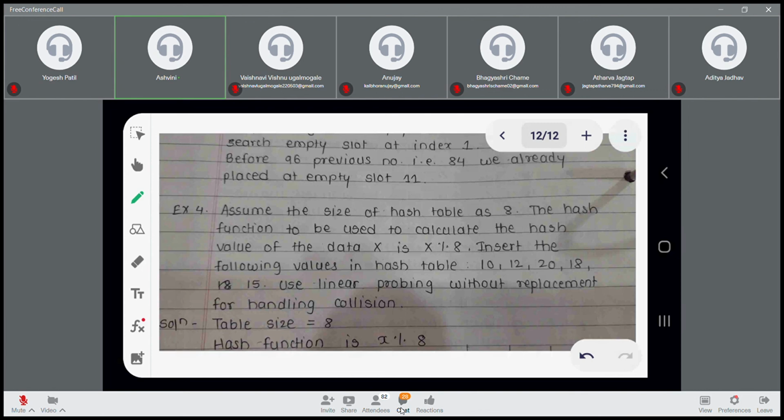So this is linear probing without replacement for handling the collision. Got this? Simple problem? Is there any problem? Shall we take the next example?